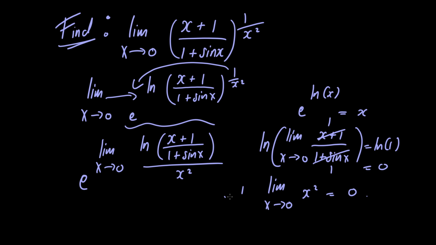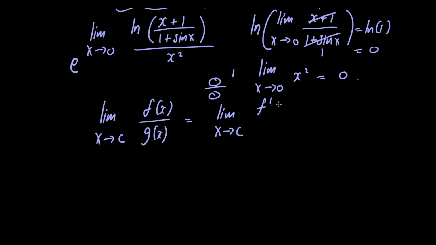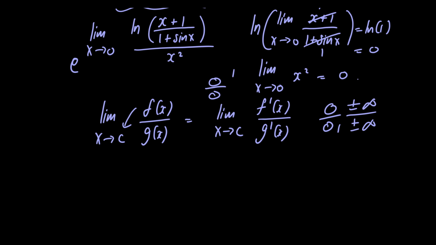So our limit is of indeterminate form 0 over 0, and in order to solve it we can use something called L'Hopital's rule. L'Hopital's rule basically says that if you have a limit as x approaches some value c of a function f(x) divided by another function g(x), then this limit is equal to the limit as x approaches c of the derivative of f(x) divided by the derivative of g(x), given that f and g are both differentiable at c, and that the limit is of indeterminate form 0 over 0, or plus or minus infinity over plus or minus infinity. That criteria is satisfied for our limit right here, so let's go ahead and apply L'Hopital's rule.